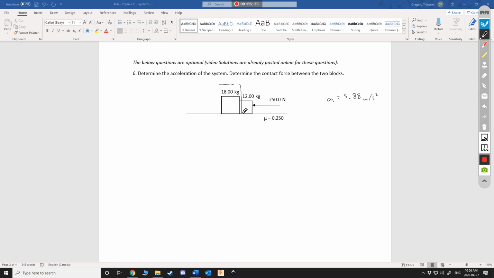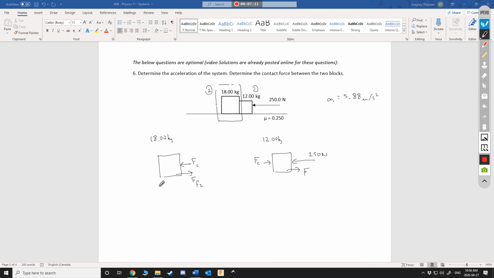It's going to be easier to look at this 18 kilogram block, because if we look at each of these blocks separately, the 18 kilogram block has that contact force pushing it to the left, but it also has that force of friction opposing it, caused by the 18 kilograms. If we look at the other block, the 12 kilogram block, we have the 250 Newton force, the applied force. It's being opposed by that contact force from the 18 kilograms, and there's that force of friction. So we can choose. It doesn't matter which one we look at.